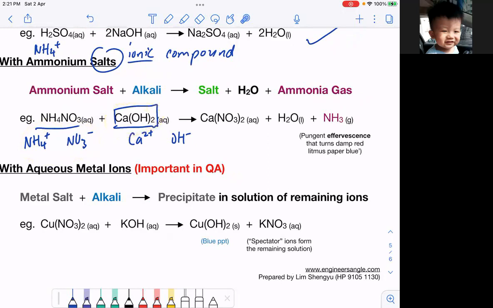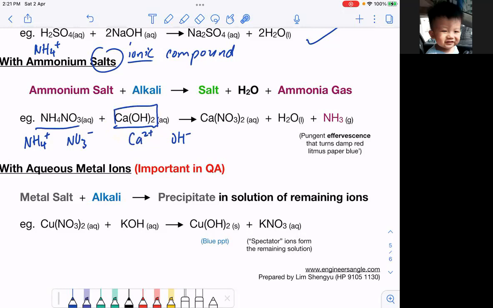Memorize. How to memorize? SPCA. Without looking at notes, can you tell me what are the 4 alkalines? Just read to me. If you memorize SPCA, you're kind of there already. Sodium hydroxide, potassium hydroxide, calcium hydroxide, ammonium hydroxide. So I'm using the third one, the C one. This is an ammonium salt and alkaline reaction.